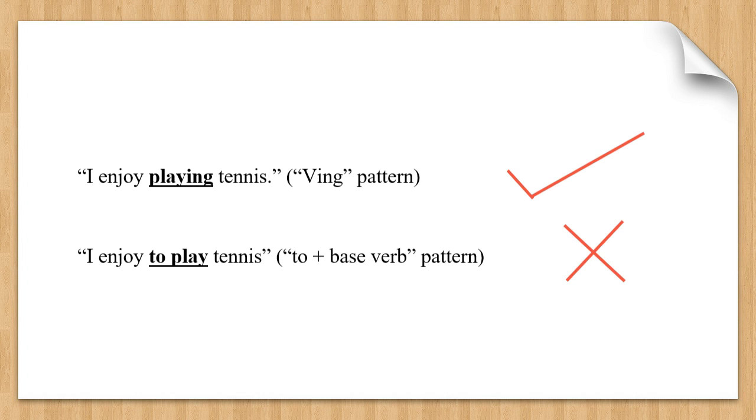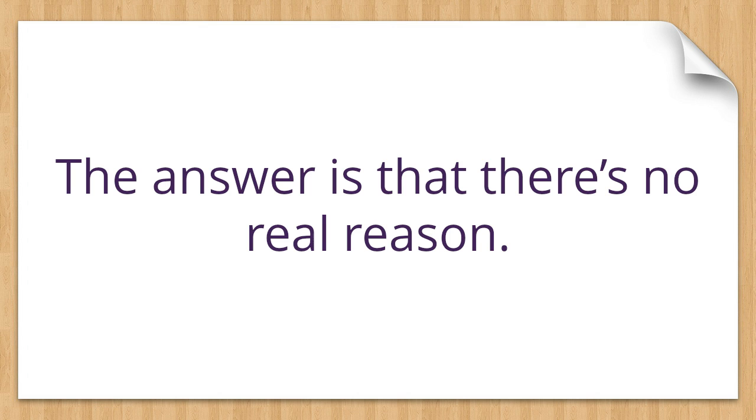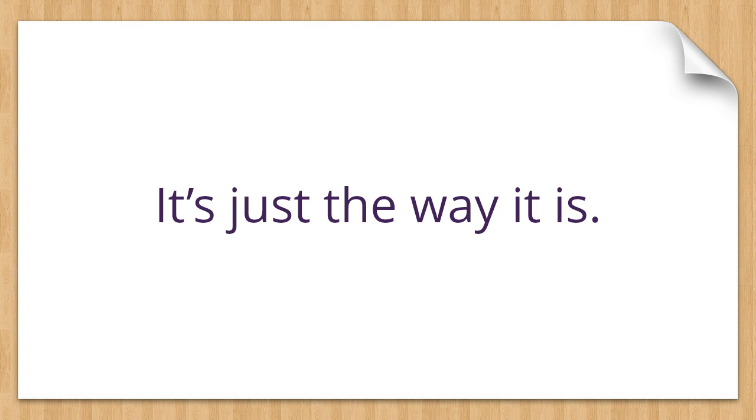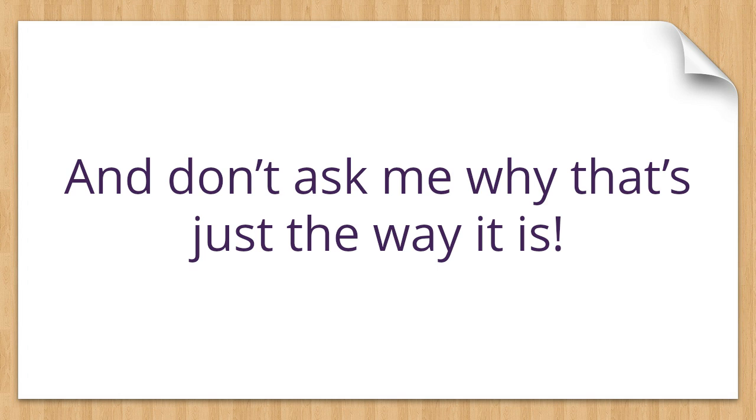So the question is, why can you use both patterns, verb ing and to plus base verb, with the verb like, but only one pattern, the verb ing pattern, with the verb enjoy? Do you want to know the answer? Well, it may surprise you. The answer is that there's no real reason. It's just the way it is. And don't ask me why that's just the way it is.